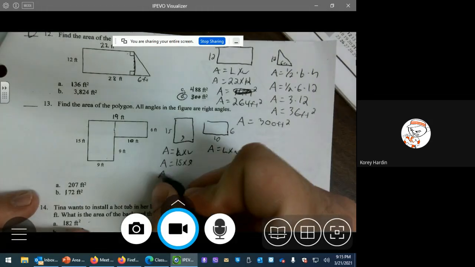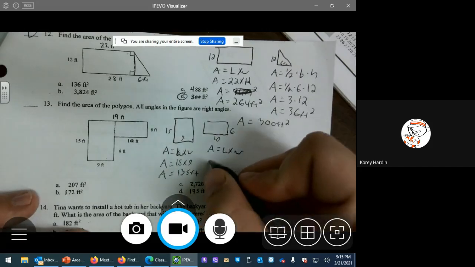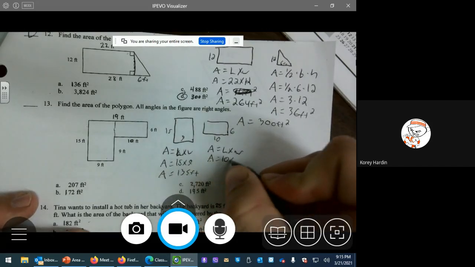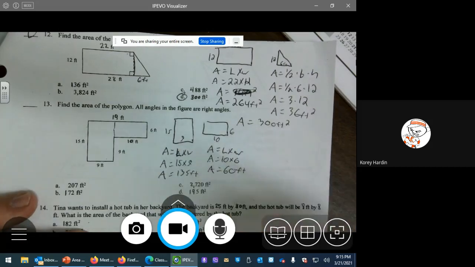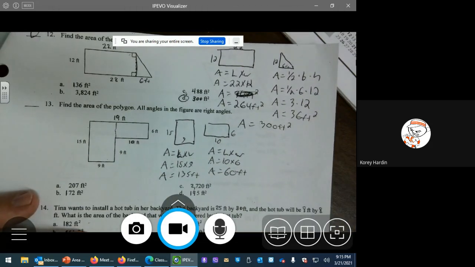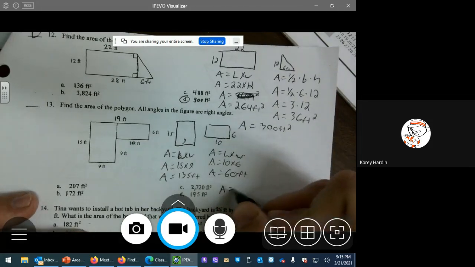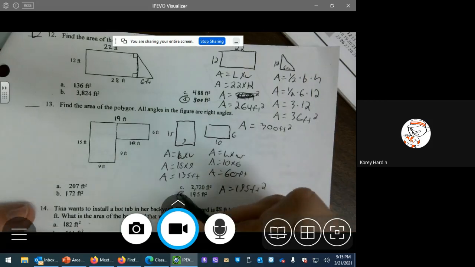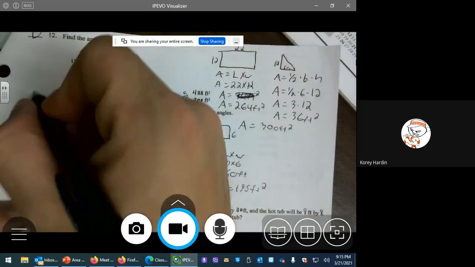And I've got 135. And 10 times 6, that's going to be 60. So when I add those together, 135 plus 60, I get 195. So area equals 195 feet squared. So the answer is D.